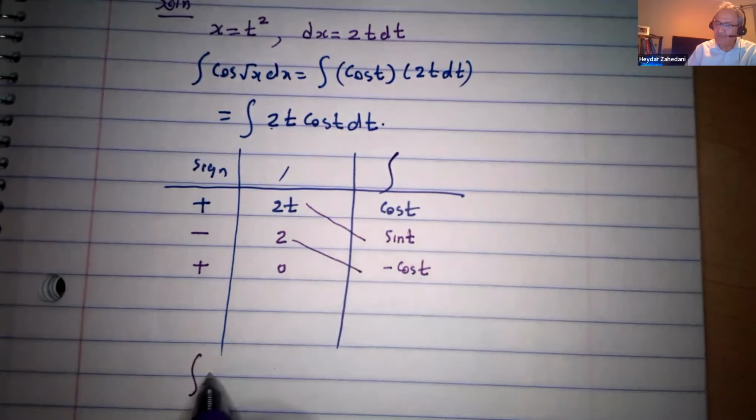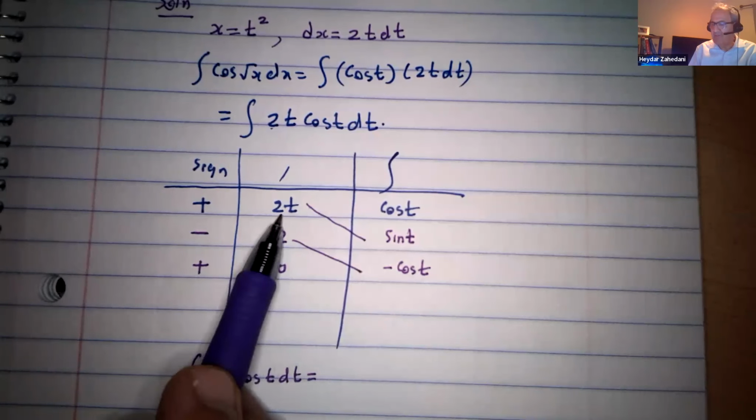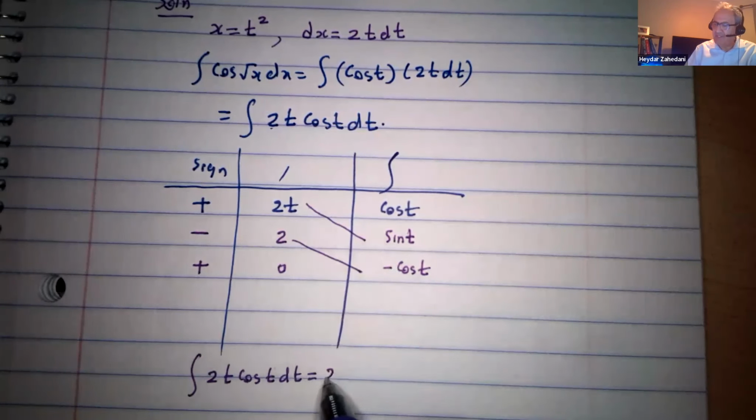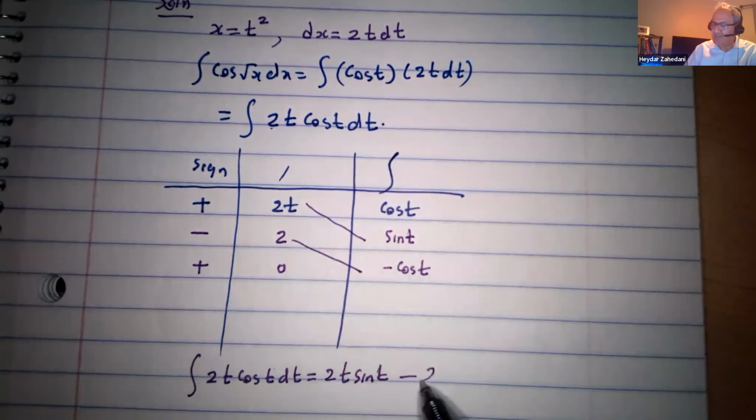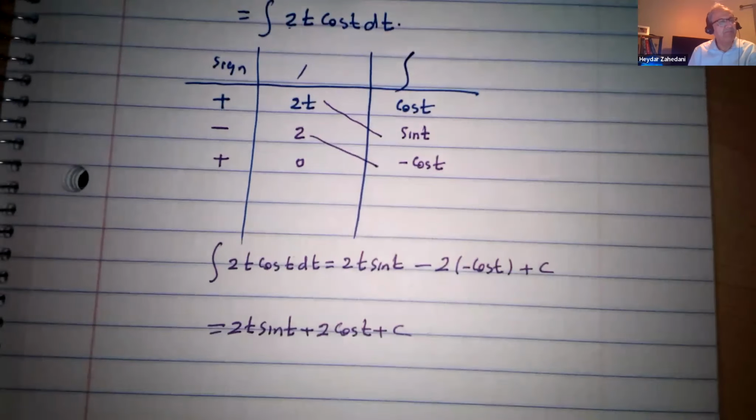So the integral of 2t cosine t dt is going to be equal to what? 2t times sine t, minus 2 times negative cosine t plus c. So the result is going to be 2t sine t plus 2 cosine t plus c.